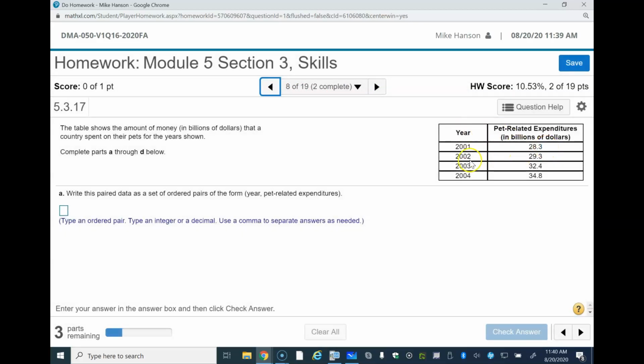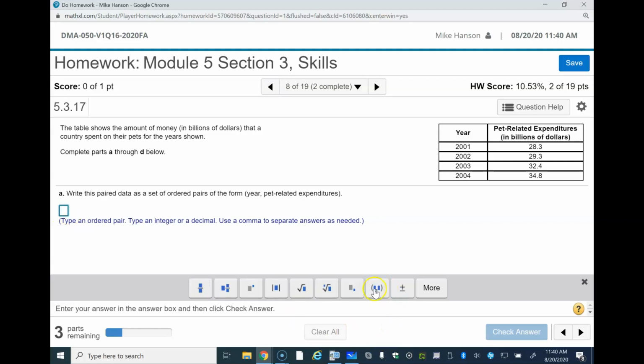And even looking at this word problem here, we have our X column and a Y column. So all they're really requiring us to do is just make ordered pairs. So (2001, 28.3) is actually our first ordered pair that they're asking for. So first is our X, comma, and then the last part here will be our Y value. And then you just again click the ordered pair icon at the bottom.